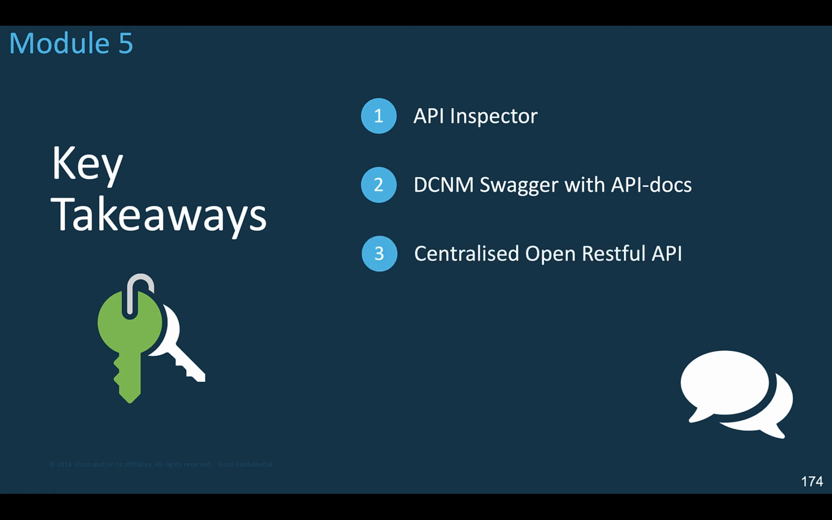But if you wish to use a third-party application to manage your fabric, then you can leverage the centralized RESTful API that DCNM offers you. So this last section concludes module number 5, and let's move to the next one, the daily operations.